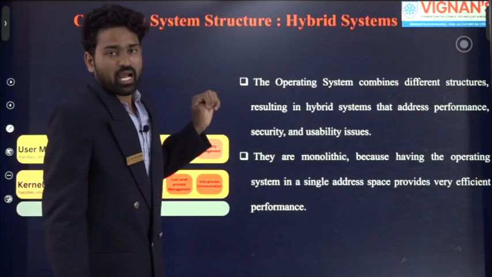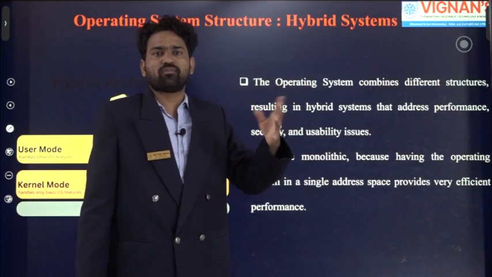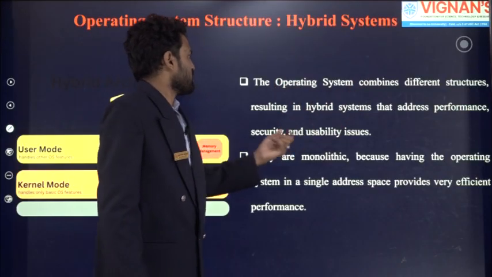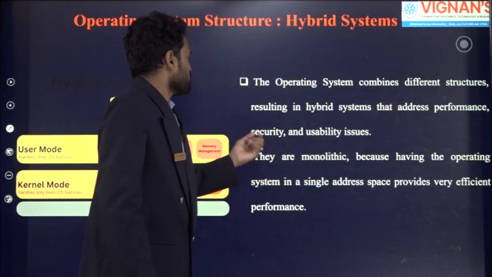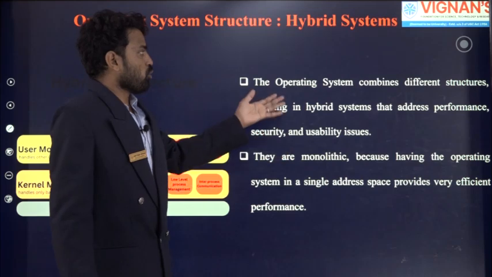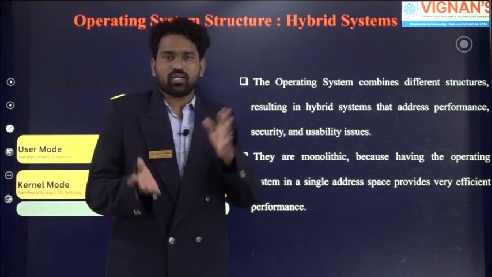Next one is the hybrid system. The word hybrid means the combination of two or three components. The operating system combines different structures, resulting in hybrid systems that address performance, security and usability issues. So what does the hybrid structure mean? The operating system is going to combine different structures.